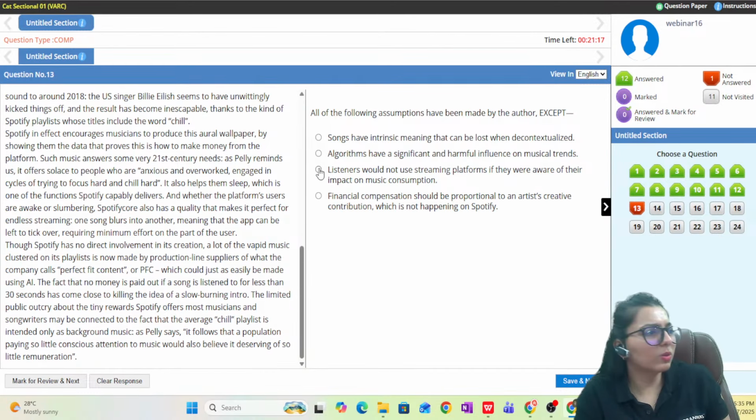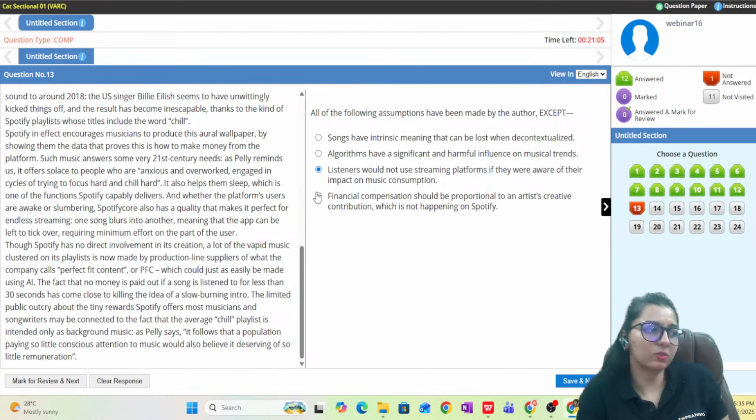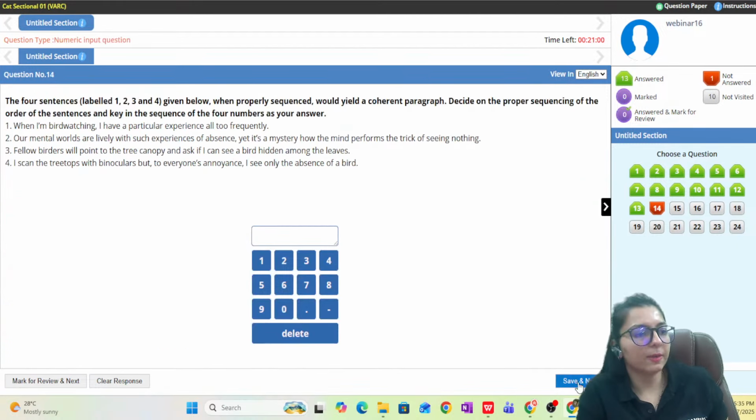ये कैसा assumption? ये तो obviously explicit हो गया ना. ये क्यों सोचेगा? ये सोच के थोड़ी author ने passage लिखा है. Financial compensation should be proportional to the artist's creativity, which is not happening in Spotify. या पहले के 30 seconds में अगर किसी ने switch कर दिया तो वो वही बंद हो जाता है. तो ये तो गलत है. ये तो उसने सोचा है. तो which means हमारा आंसर इसमें C है.